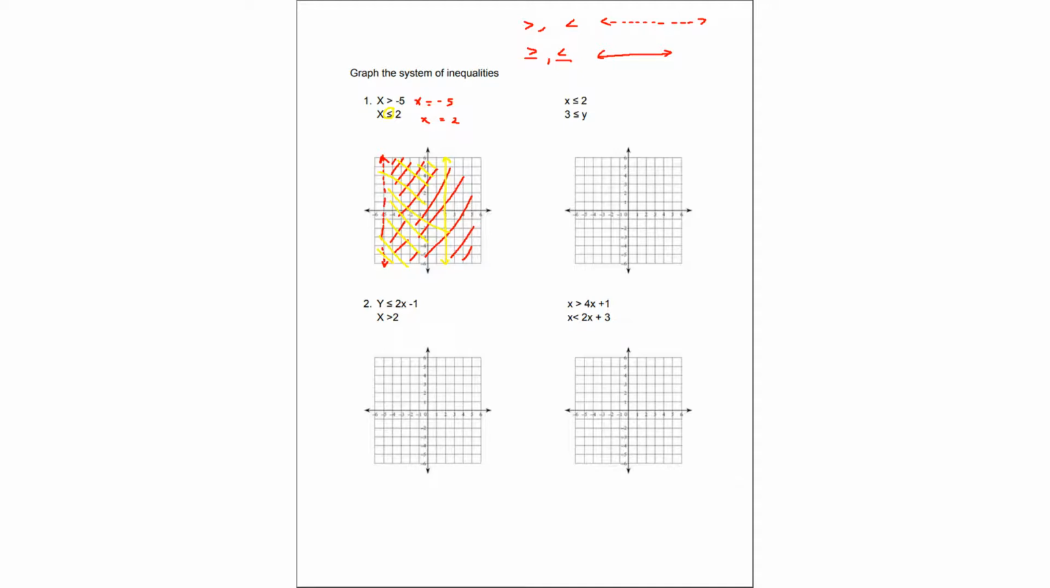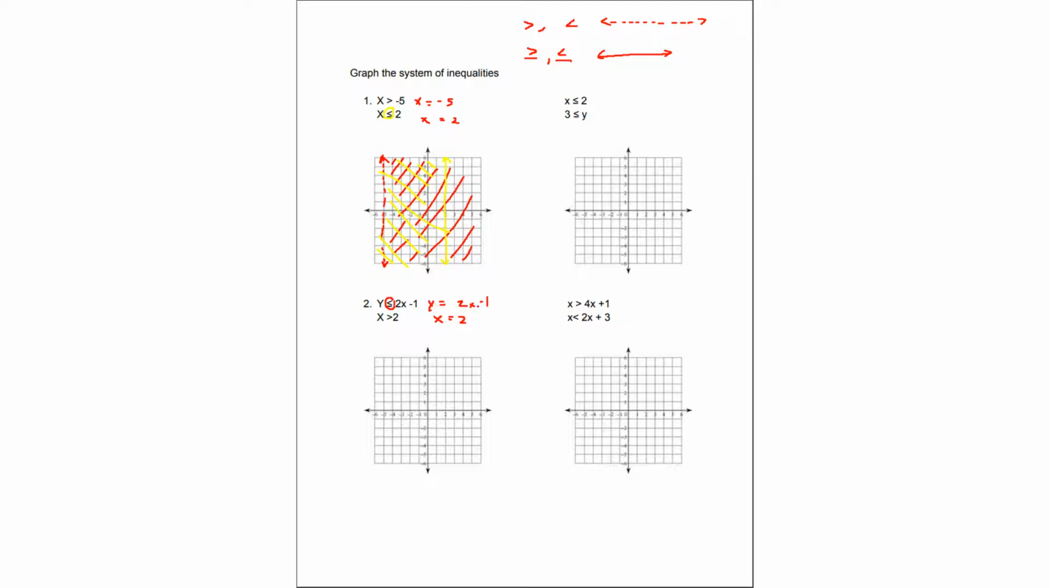Let's do number 2. So for number 2, y is less than or equal to 2x minus 1. So it's already simple because both the variables are on one side. So think of this like your normal slope-intercept form equation. Y equals 2x minus 1, and also x equals 2. And this is less than or equal to, so it's a solid line at this equation.